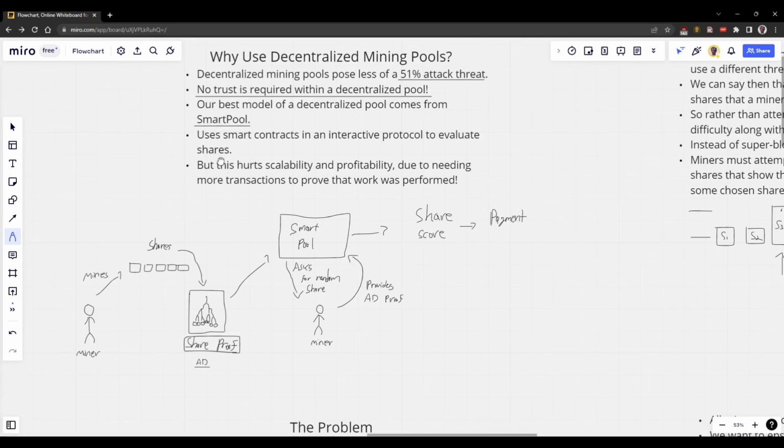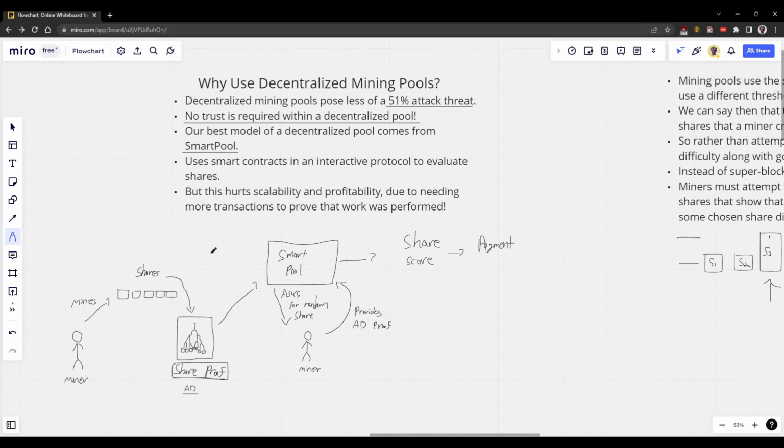However, if you look at it, this is an interactive protocol. So it requires multiple transactions to go through by the miner. And that hurts scalability and profitability because transaction fees need to be paid and because multiple transactions are going through.